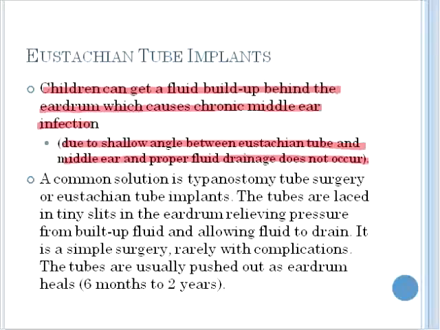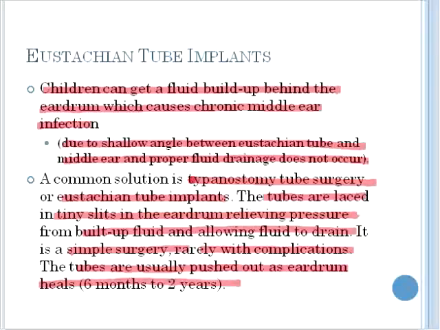The most common solution is to perform a tympanostomy. In other words, putting tubes in the ears. These tubes are stitched into tiny slits in the eardrum to relieve pressure and allow this fluid to drain. It's a relatively simple surgery, rarely having complications, and the tubes are usually pushed out as the eardrum heals, which takes about 6 months to 2 years.